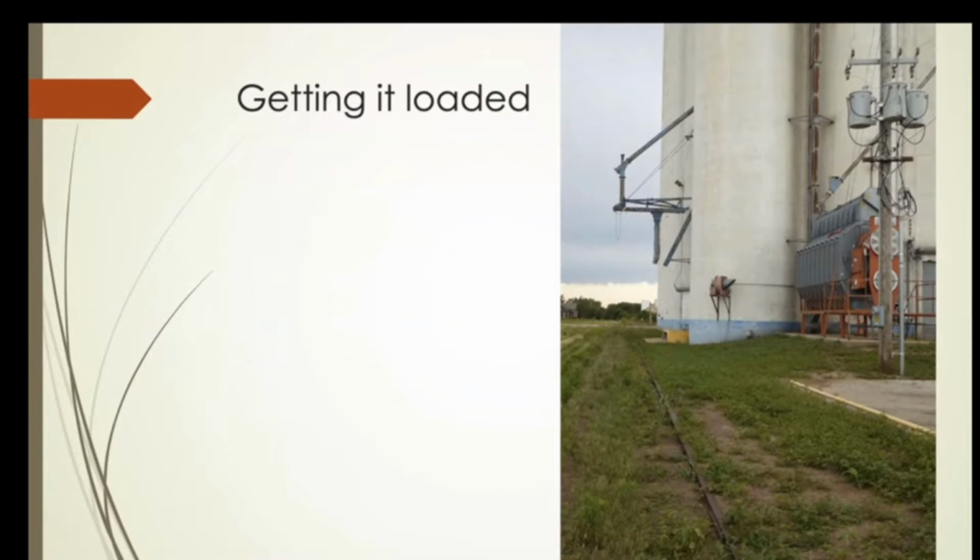And this is an elevator down in Kansas on what was the old Rock Island. Based on the dirt and the track and the grass, I'm guessing they don't ship much grain out of here, if at all. But it was an interesting shot to put in.